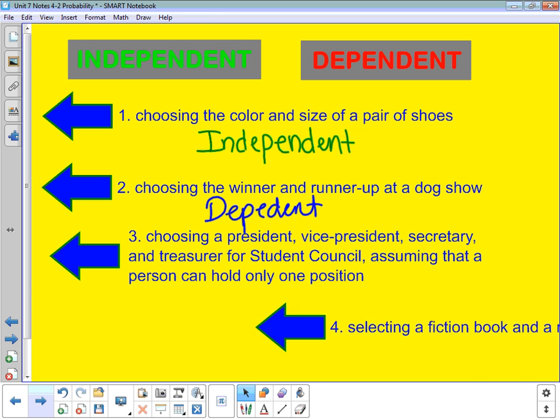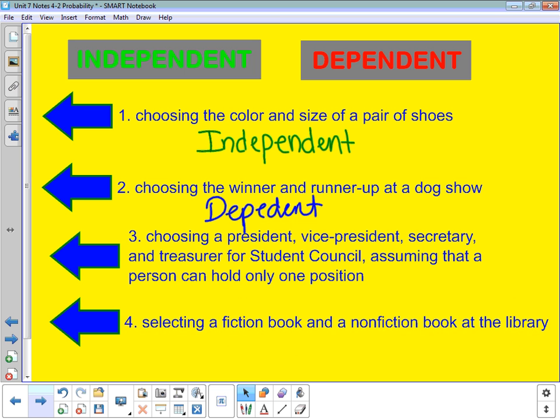Okay, so I'm going to have you guys go ahead and look at these last 2. And I want you to decide if they're independent or dependent. So if you're choosing a president, vice president, secretary, and treasurer of the student council, assuming that a person can only hold one position. Once I choose the president, can the president also be the secretary? Or is my secretary choice dependent on who is the president? Secondly, selecting a fiction book and a nonfiction book. If I select a fiction book, does it affect which nonfiction book I select? So that's what you need to ask yourself.